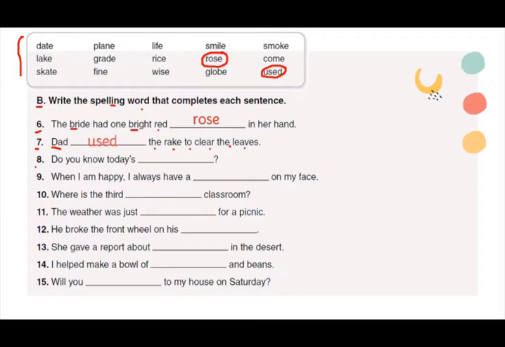Number 8, what do you think we're asking about? We're asking about the date. Do you know today's date? Number 9, when I'm happy, I always have a what on my face? When you're happy, what do you do? What happens to your face? You smile. Excellent.